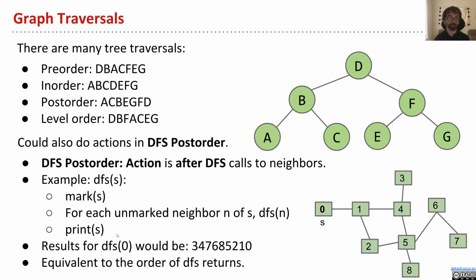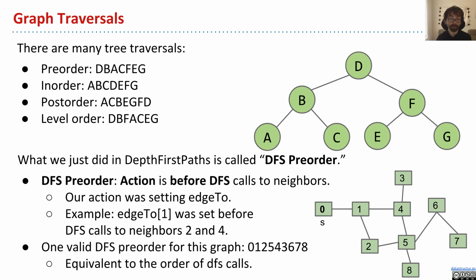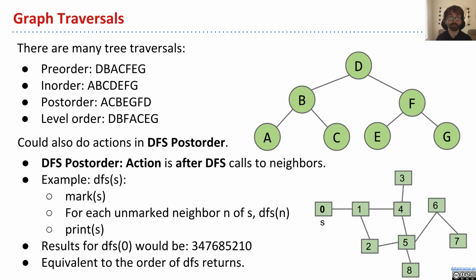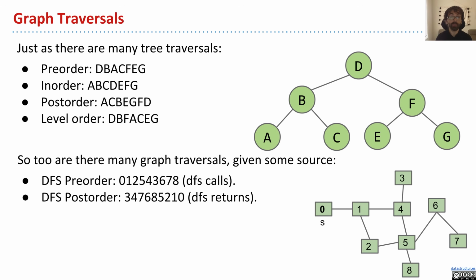So if you do this, the results for DFS 0 would be 3, 4, 7, 6, 8, 5, 2, 1, 0. Why? Well, because the first DFS call that finishes is 3, and then 4, then 7, 6, 8, 5, 2, 1, and then 0 is last. So you can think of this as the order in which DFS returns. And what we'll see is that both DFS preorder and DFS postorder are both useful for various tasks. So essentially, just as there are many different types of tree traversals, there are many graph traversals. We have DFS preorder, we have DFS postorder, and what we'll see is that while these are analogs of preorder and postorder, there's also an analog of the level order.